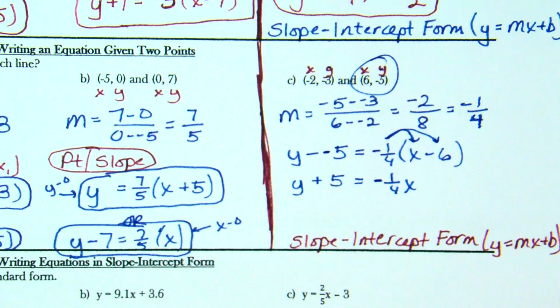Okay. Final step. If it's y plus 5, subtract 5. If we subtract 5 on the left, we subtract 5 on the right. Y equals -1/4 x. A couple different ways to do 3/2 minus 5. What are your brains thinking?